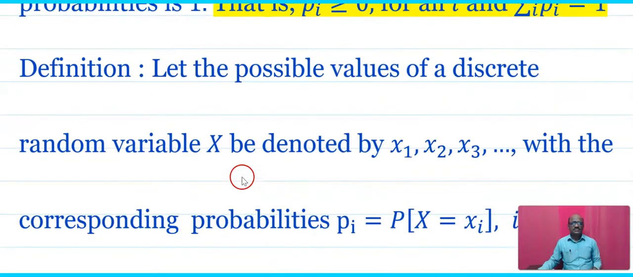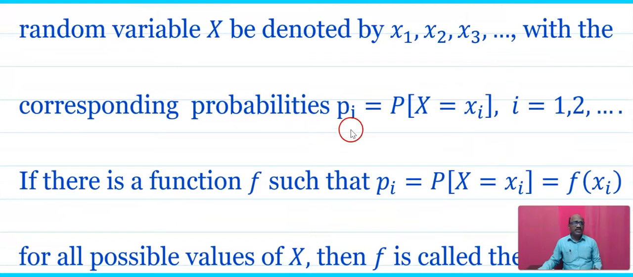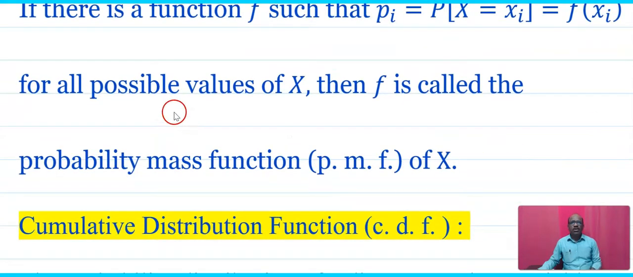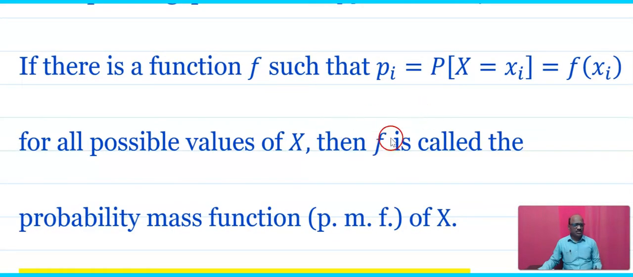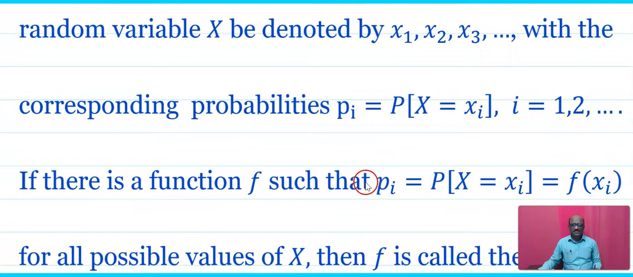Now the definition. Let the possible values of a discrete random variable capital X be x1, x2 up to xn with the corresponding probabilities pi, where i is equal to 1, 2, 3 up to n. If there is a function f such that pi is equal to P of capital X is equal to xi is equal to f of xi for all possible values of X, then f is called the probability mass function, that is the PMF of X. Now next, the cumulative distribution. This is the PMF, the probability mass function.